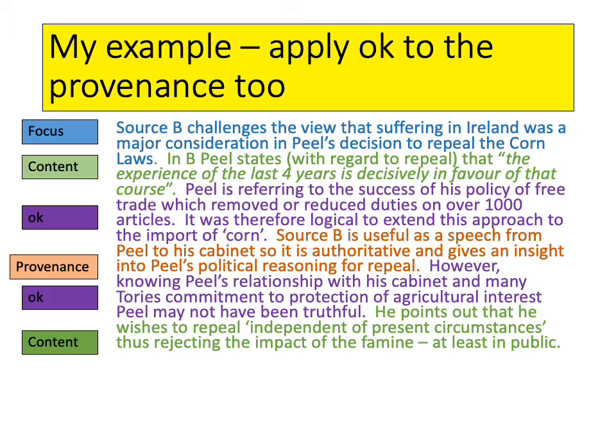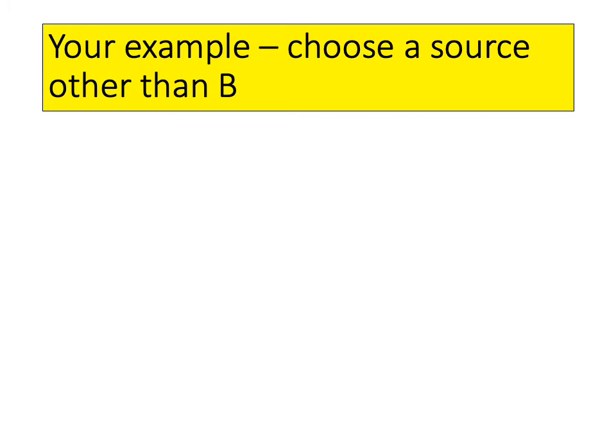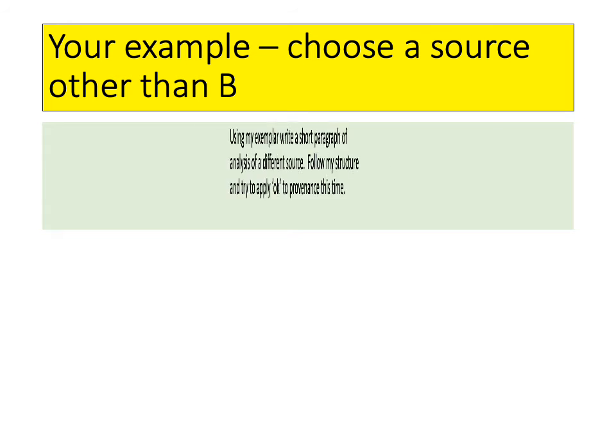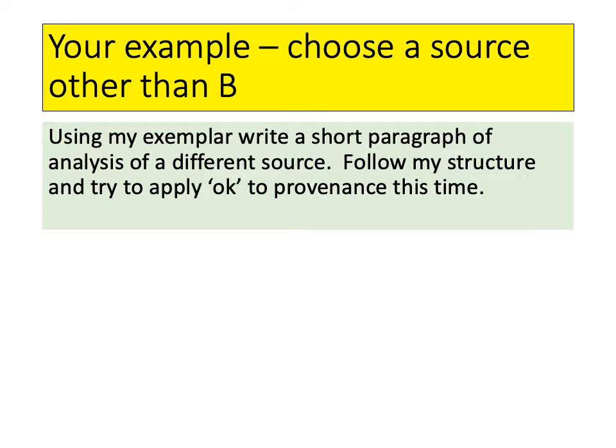So now it's your turn. Using that as an example, choose a source other than source B, of course, and write a short paragraph of analysis of a different source. So maybe have a go at D, I've just mentioned. Follow my structure and try to apply some own knowledge to the provenance this time.